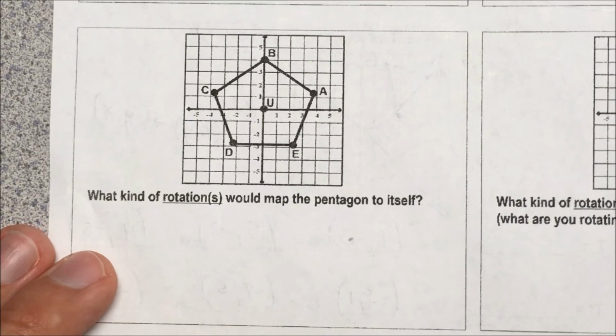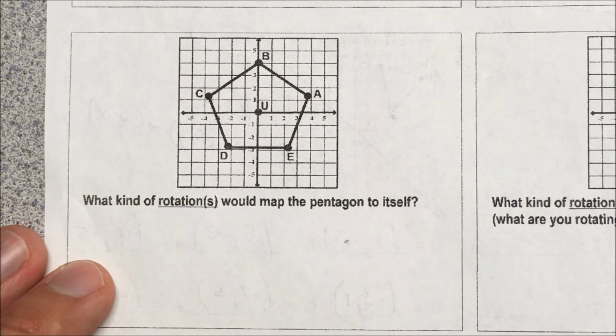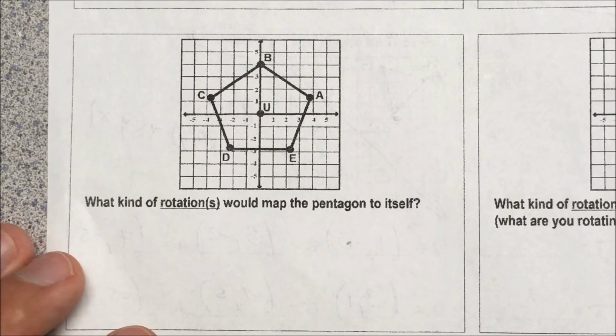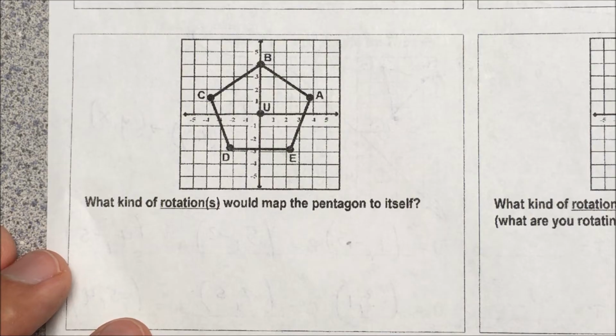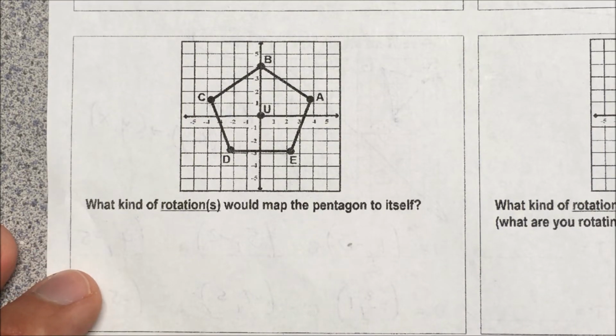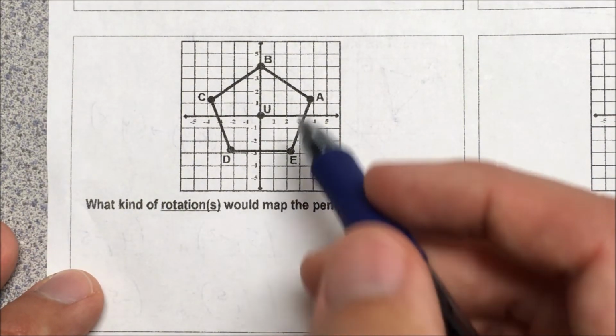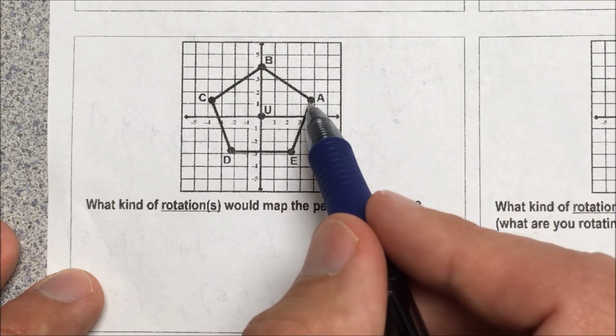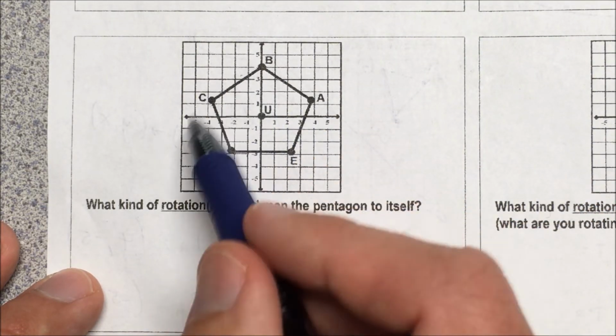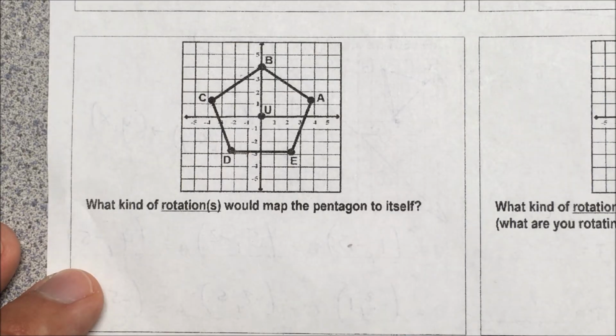and we have a regular pentagon. And the question says, what types of rotations would map the pentagon to itself? So we're not really worried about reflections here, but rotations. If I turned it 90 degrees, this one would be over here. It wouldn't be in the same spot. So I can't do it 90 or 180, any of that kind of stuff just yet.